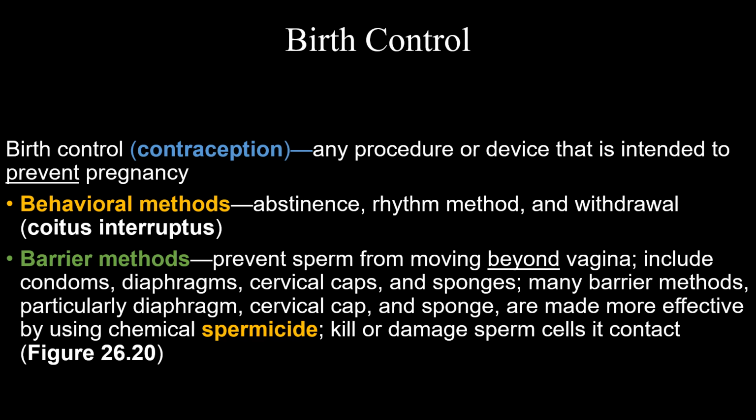Now, we've also got barrier methods of birth control that prevent the sperm from moving beyond the vagina. These methods include condoms, diaphragms, cervical caps, and the sponge. And these are all temporary methods, and the most common one is probably the condom.